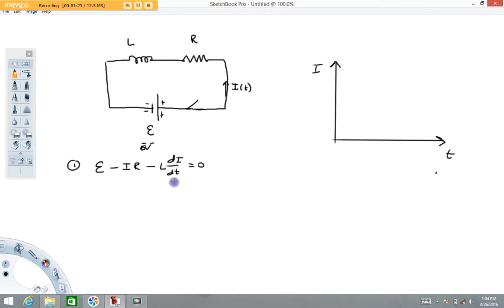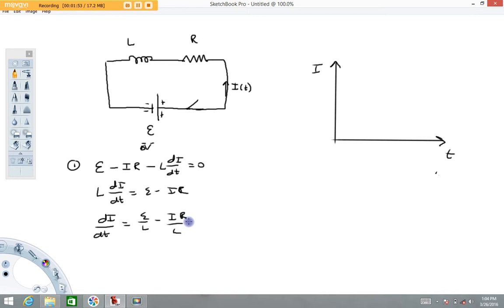It's a differential equation. It's got a derivative in it, but it's reasonably easy to solve. Let's see, how about we write this? Let's put this term over here. L di/dt is going to equal E minus IR. Why don't we put the L on the other side as well? So di/dt is going to equal E/L minus IR/L.